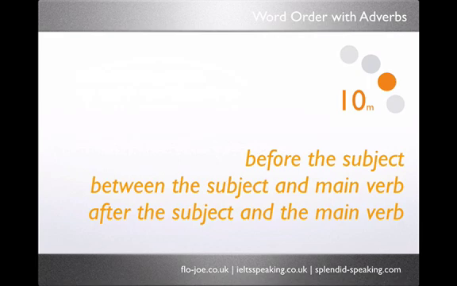Okay, before we look at correcting these statements, let's look at some general guidelines for the position of adverbs. Unfortunately, there are no strict rules as to where adverbs must appear. In many cases, they can appear in more than one position in a sentence, before or after the subject, or at the beginning and the end of a clause. But in general, adverbs tend to appear in one of 3 positions: before the subject, between the subject and the main verb, and after the subject and the verb, usually at the end of the clause.